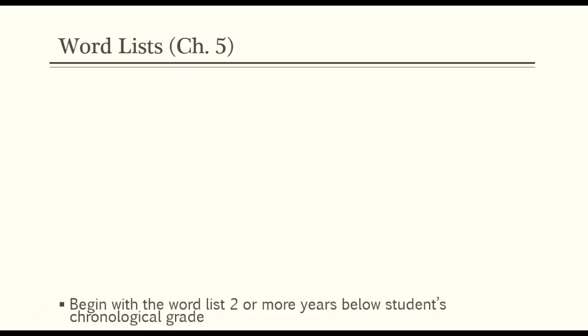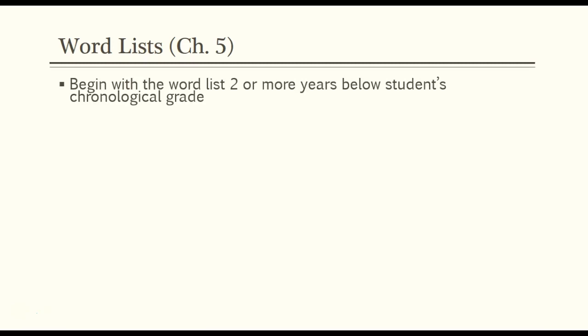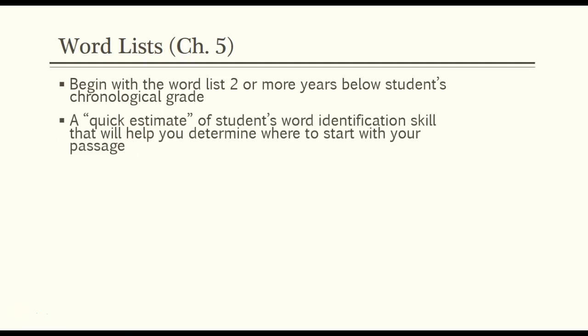So you definitely want to start with the word list. And you use the word list to find the student's independent, instructional, frustration level. So then you know what passage to provide. So this is a quick and easy way to determine where you start with the passages. So begin with the word list 2 or more years below the student's chronological grade. It's going to give you a quick estimate of their word identification skill that will help you determine where to start with your passage.